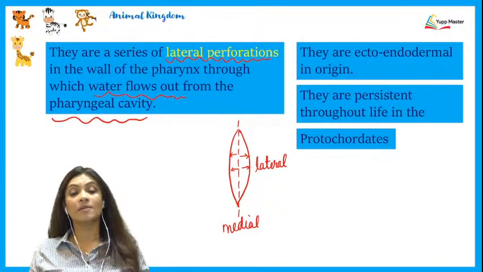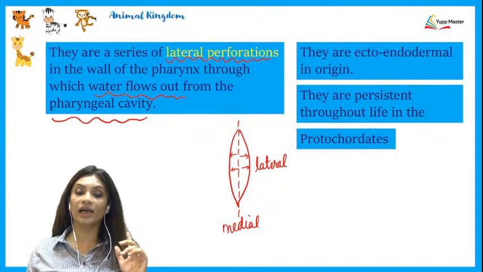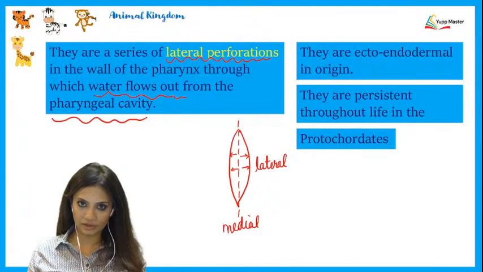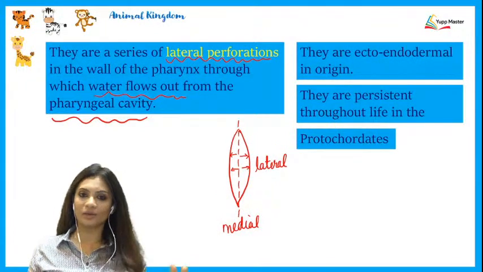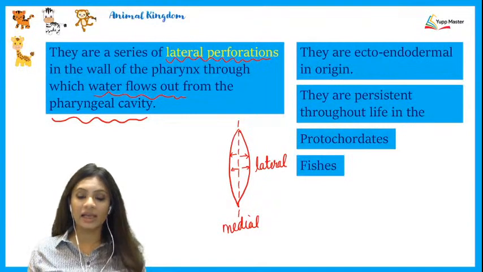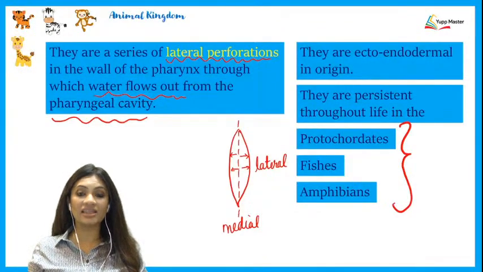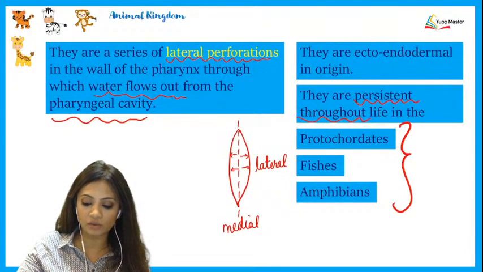Which were protochordates? The ones which are not going to form a vertebral column. They will definitely have a notochord, but either the notochord disappears or it remains as a notochord throughout its whole life. So these are found in protochordates, in fishes, and in amphibians as well. These three are those animals where the pharyngeal gill slits are persistent throughout life.